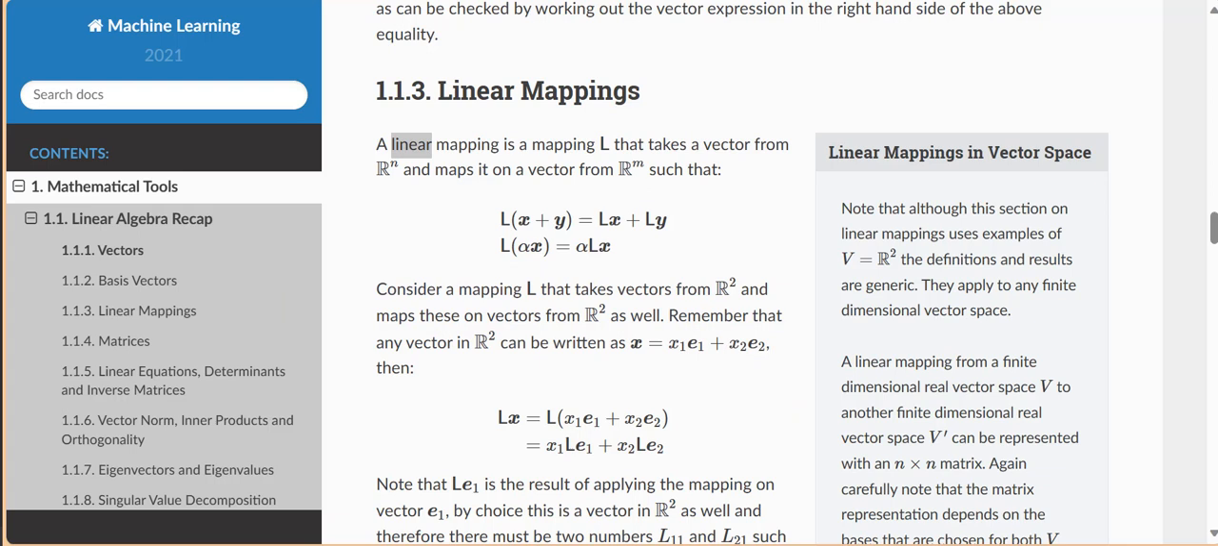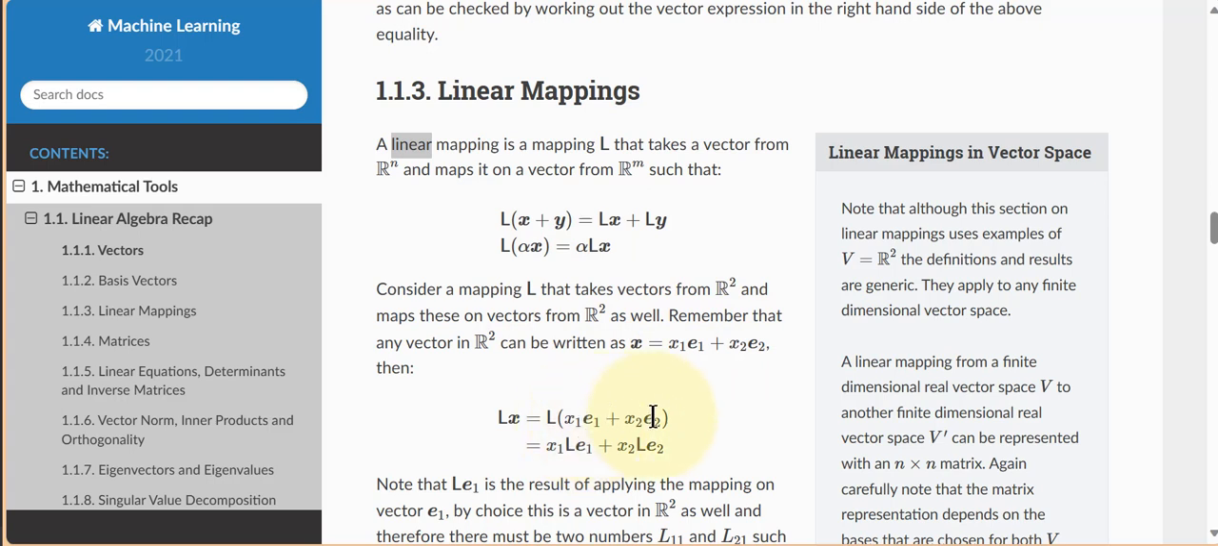Now they're going to tell us, so L of X, if it's linear, then what? L of X, even though they don't write the brackets in there, is L of this, because we just said that X is this. So we can just put that in for X.